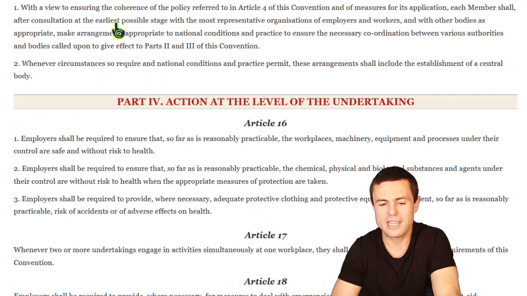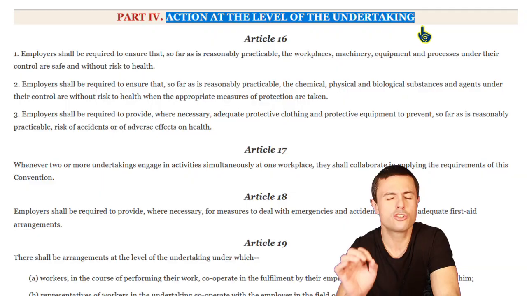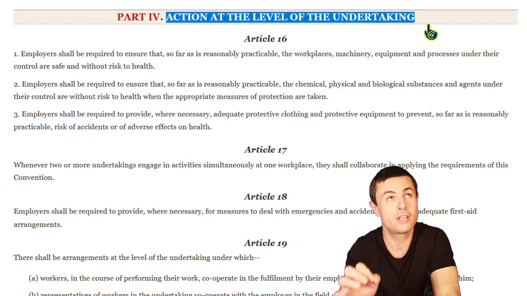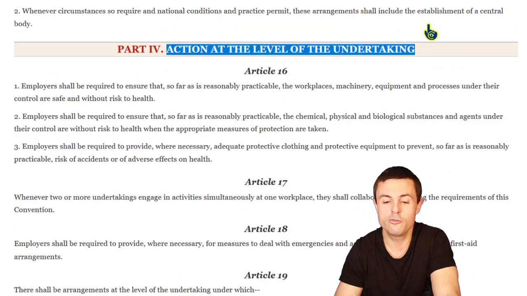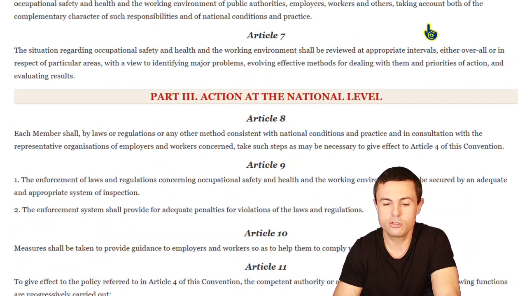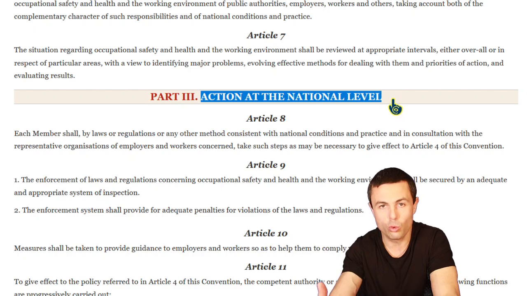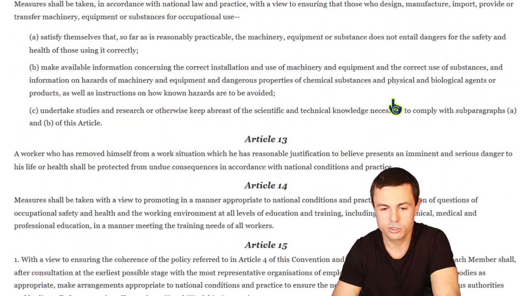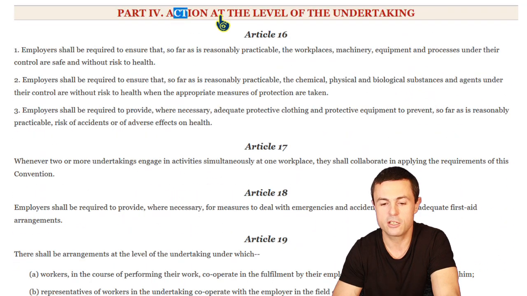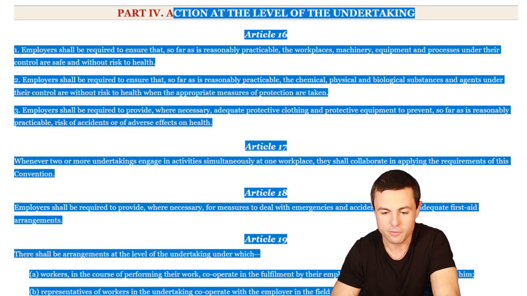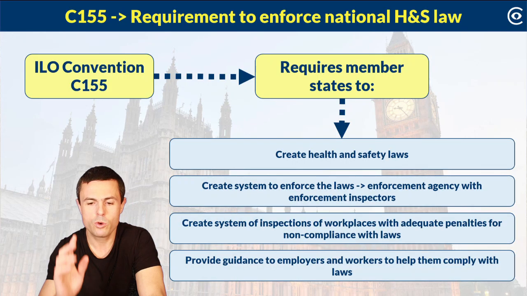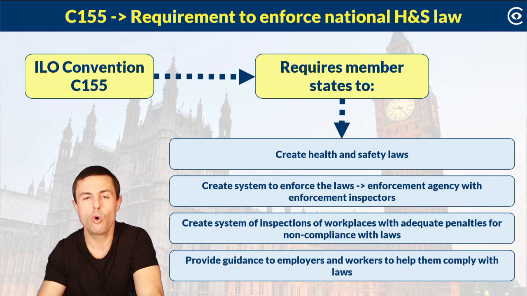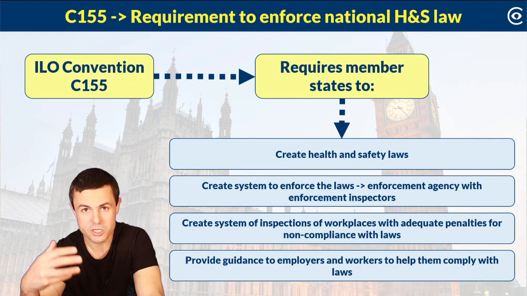Now, just remember that the action at the level of the undertaking does not create by itself any legal requirements. It is the national government that has to create its own national laws to require undertakings to do all of these things. And we're going to study those in another tutorial a little bit later. But right now, just to get back on topic, we are talking about the role and powers of enforcement agencies.